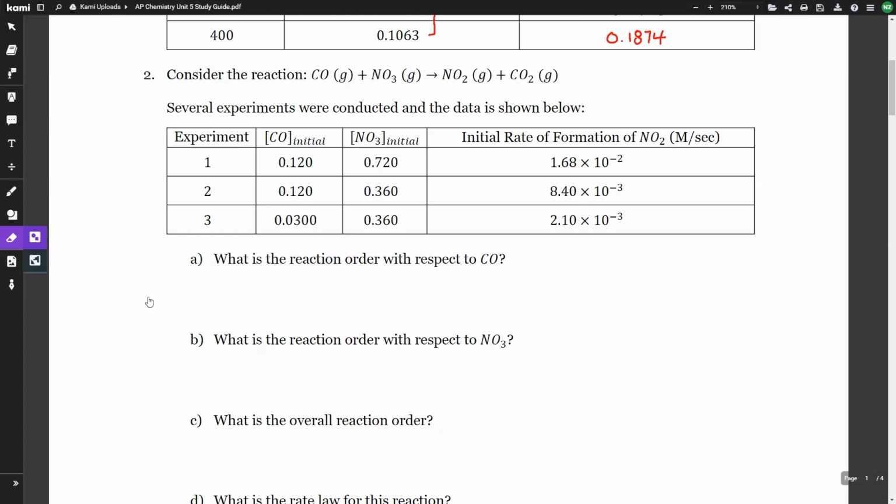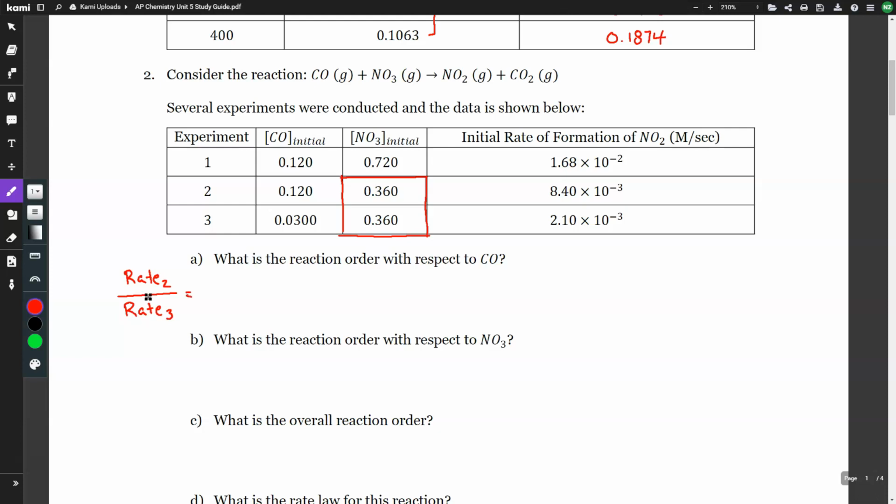When we're trying to look at the reaction order for carbon monoxide, we want to essentially rule out the nitrogen trioxide. So we want to find 2 experiments where the concentration of nitrogen trioxide doesn't change. Between experiments 2 and 3, the concentration of nitrogen trioxide doesn't change. So this will allow us to just look at the carbon monoxide. Between 2 and 3, we're going to look at the rate of experiment 2, and compare that to the rate of experiment 3.